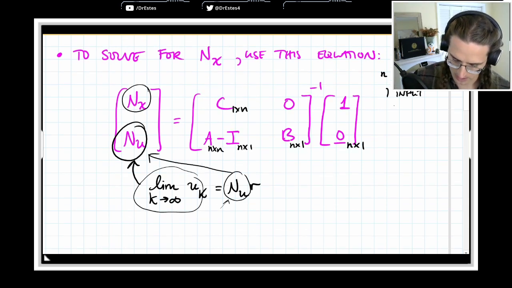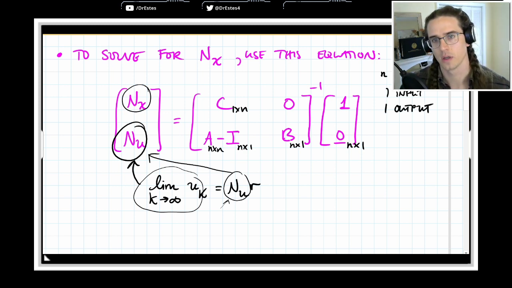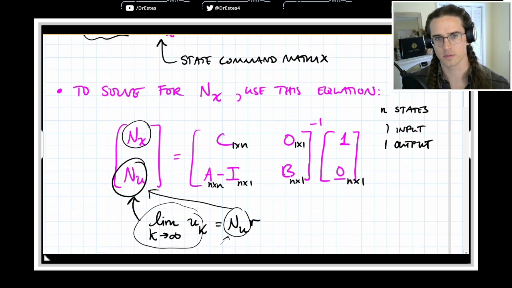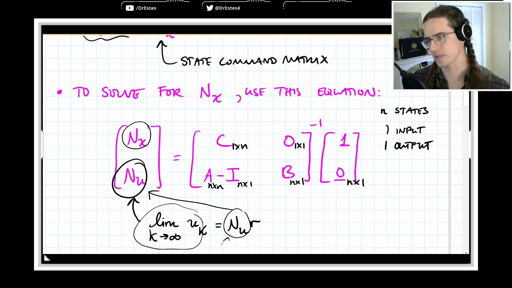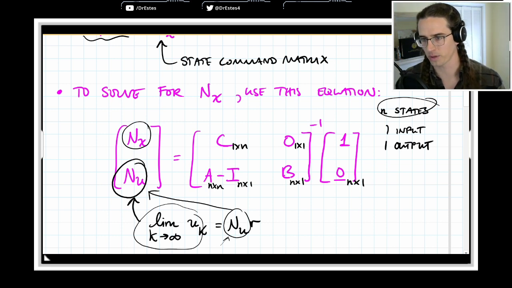Pika says C is 1 by N. Yes, in this case, let's assume that there's one output as well. So this zero is just 1 by 1. This equation is assuming any number of states in, but we're having one input and one output. That's also consistent with your project number two, one input, one output. We'll just stick with that for now.